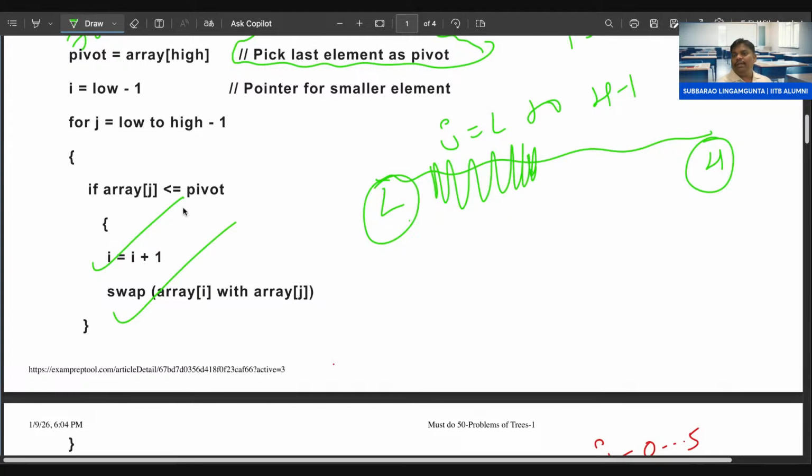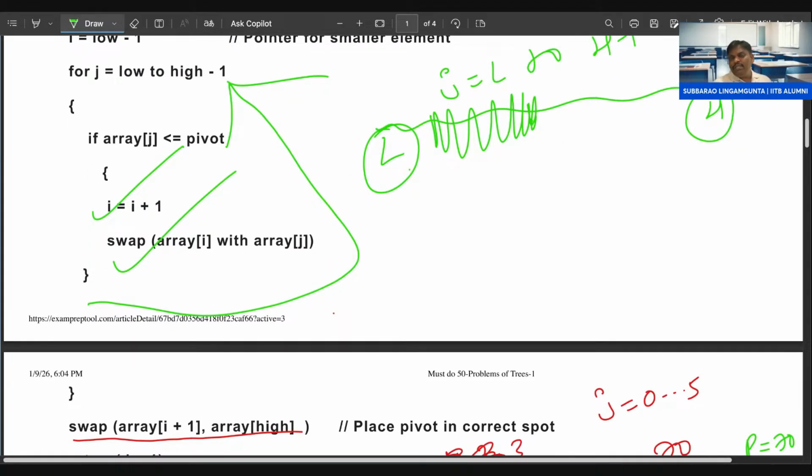Suppose A of j is greater than the pivot. If a larger value is coming, you don't need to do anything. You go out of the if and, as usual, j plus plus. When a larger value comes, j increments. If a smaller value comes, i will increment and swap. Every time, j will increment anyhow.